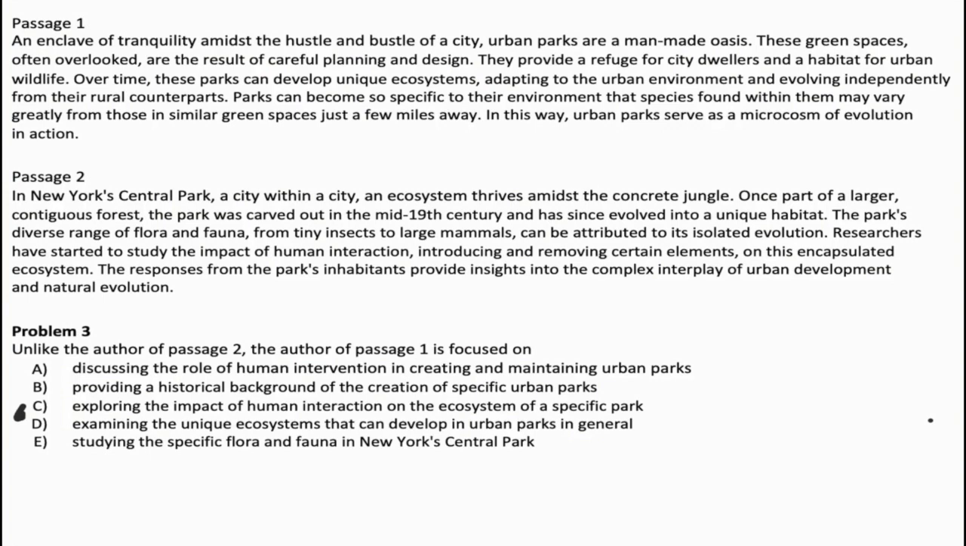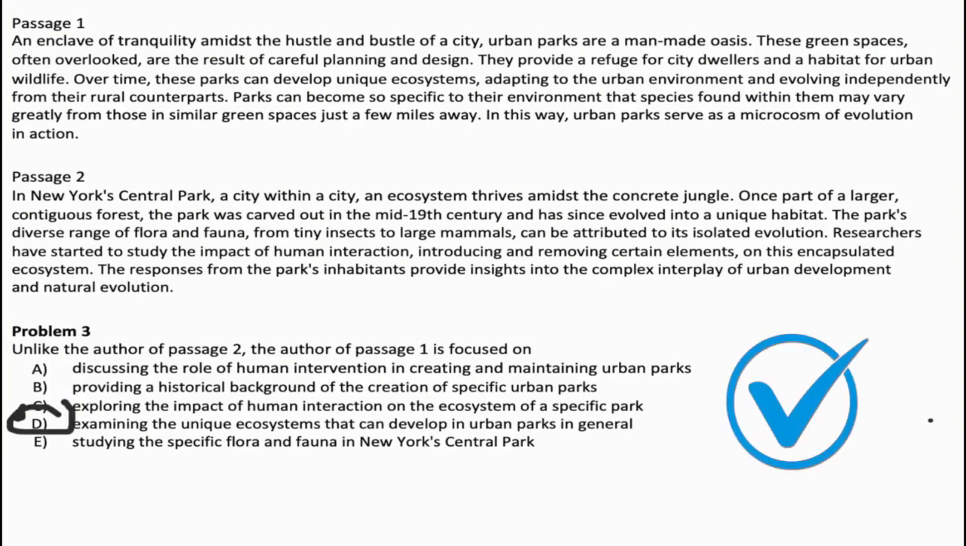And E, studying the specific flora and fauna in New York Central Park. No, 1 is not doing that. So while I think A is worth considering in terms of creating the park, human intervention is certainly mentioned in 2. So I think D is our best answer because passage 1 is setting up the fact that unique ecosystems can develop in urban parks, and then passage 2 is giving us a real example of that.